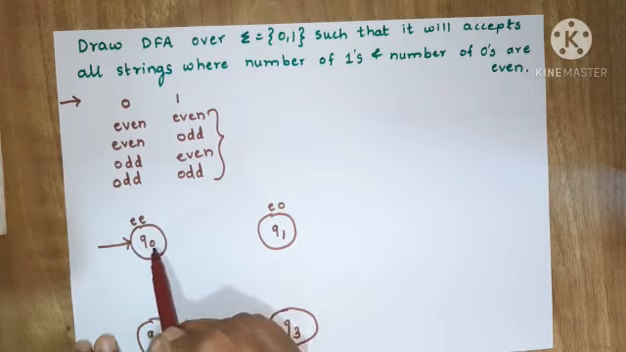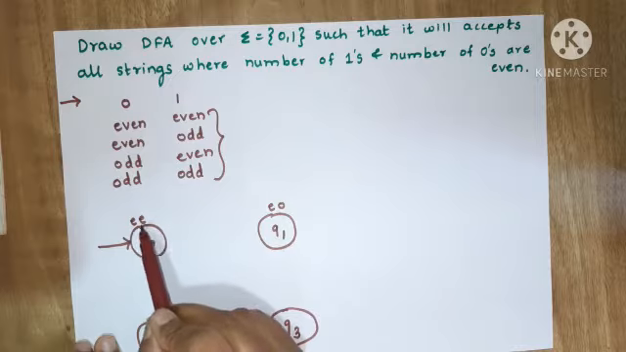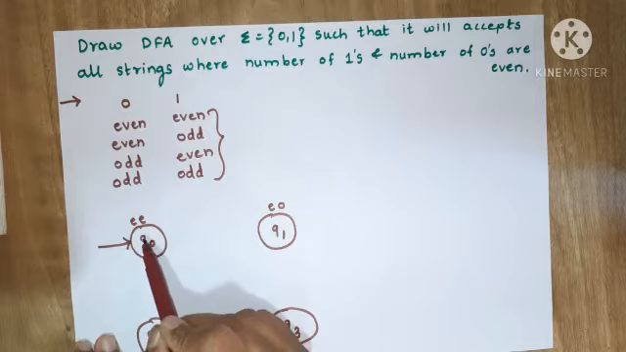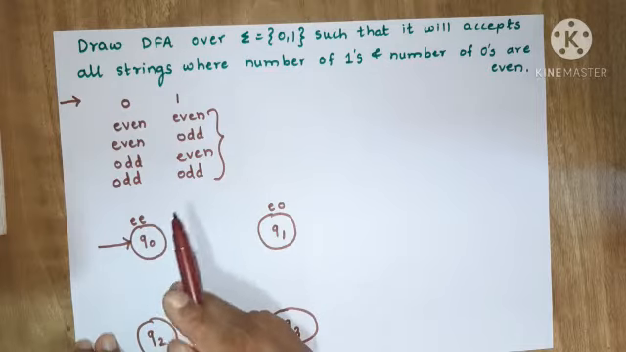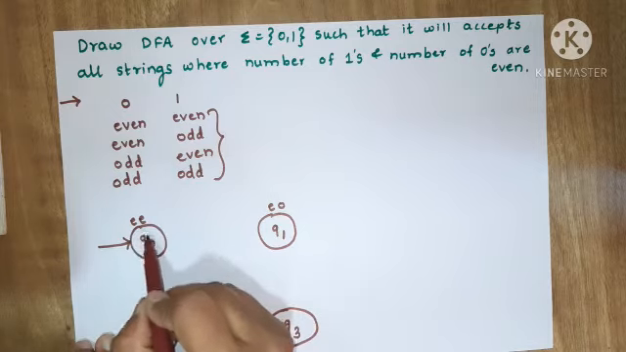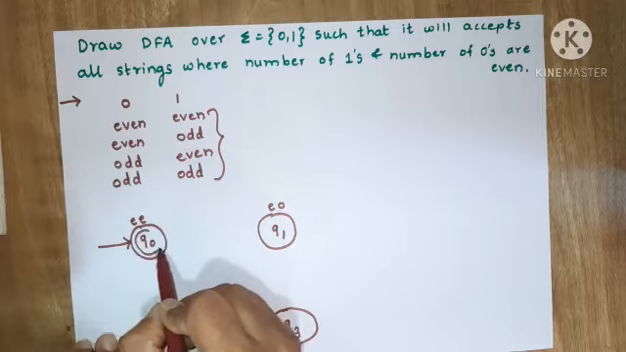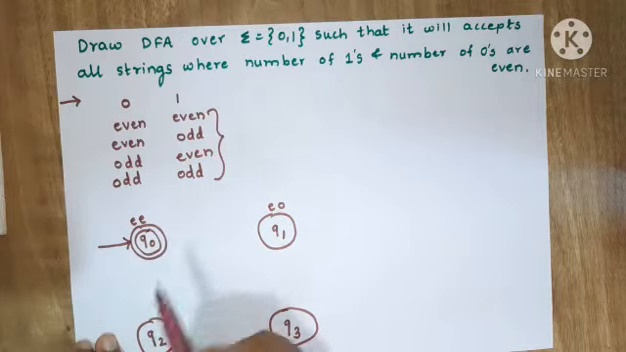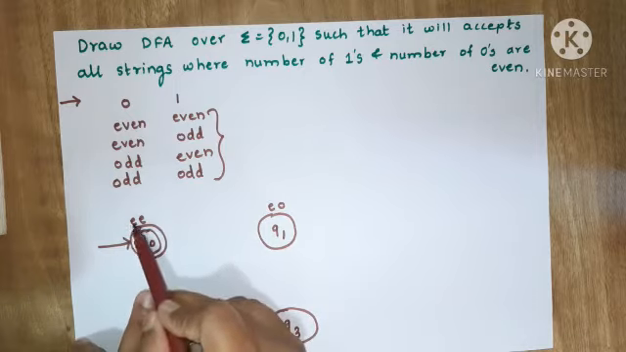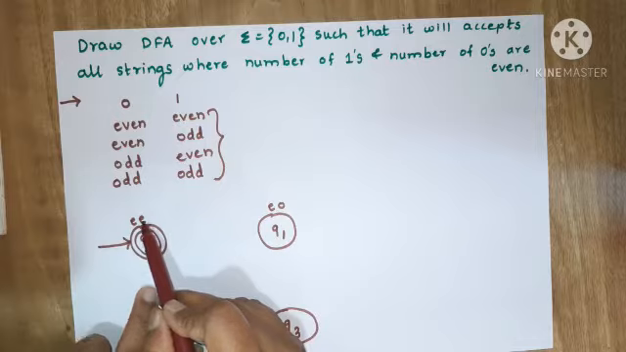So the Q0 state is representing what? Even number of zeros and even number of ones. Here epsilon will be accepted, because in epsilon there are 0 zeros and 0 ones, and that's why your initial state will be the final state. So this state is representing even number of zeros and even number of ones.